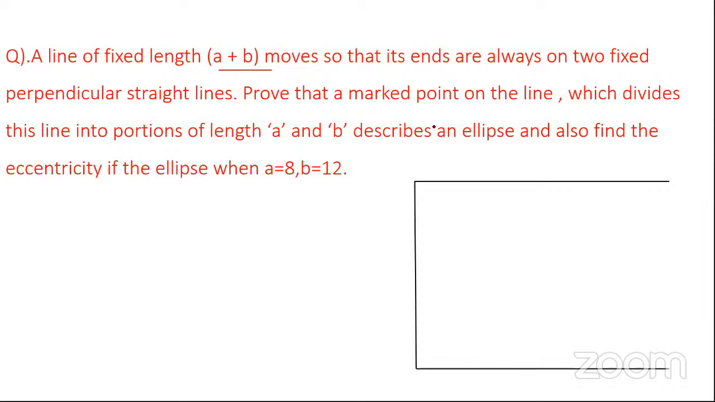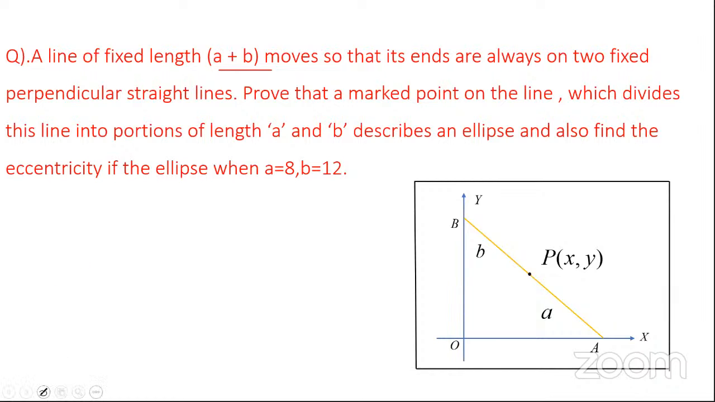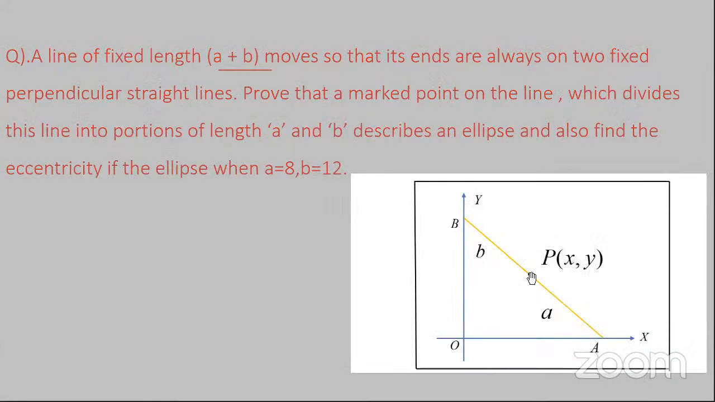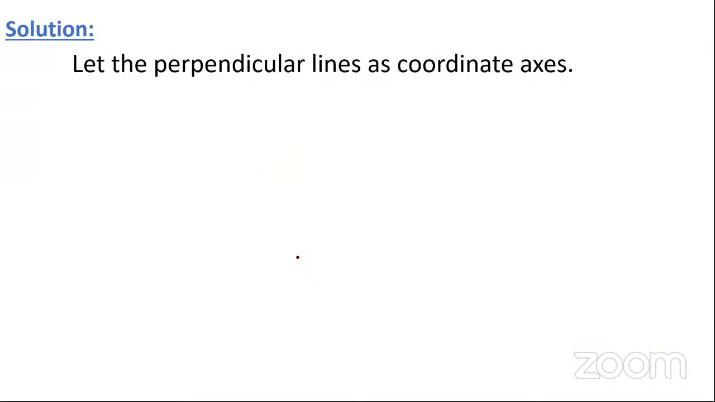The figure for this question is like this. I'm taking only the first line, this is a, this is b. This point lies on the ellipse. Solution: let the perpendicular lines be the coordinate axes, as mentioned in the question that they are perpendicular lines.